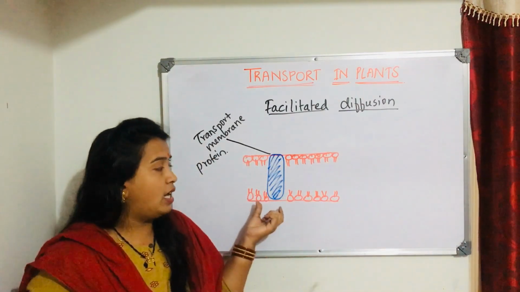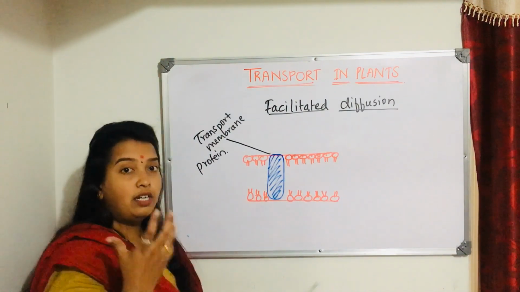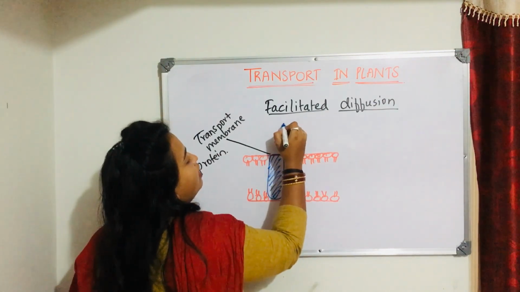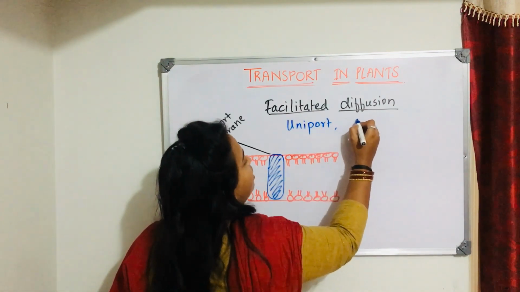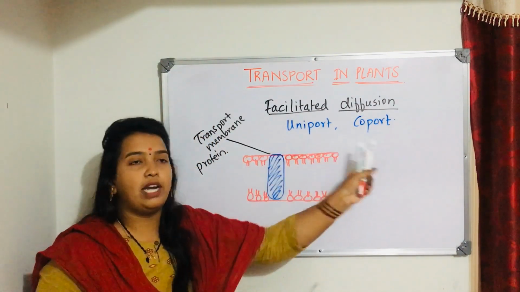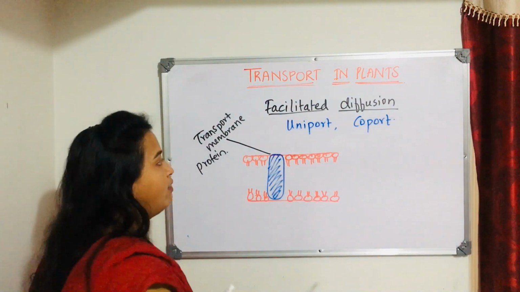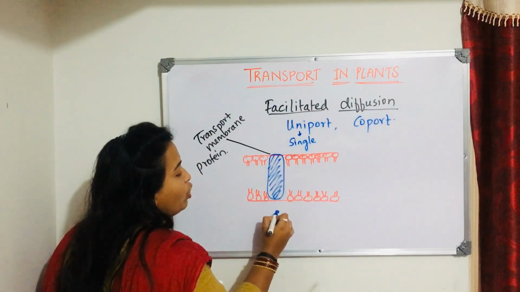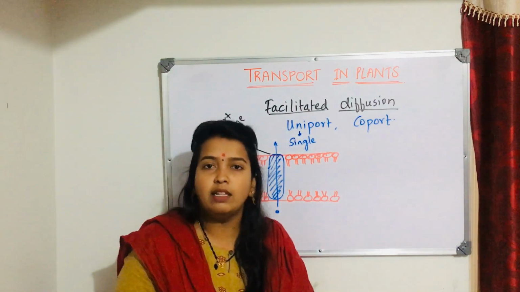About these channels, there are three important terms which you need to remember. We have terms called uniport, and then coport. Now, what is uniport and what is coport? Uni means one, single. So what happens in uniport? If there is a movement of a single molecule through this, then this is called uniport. Only a single molecule is moving, then we call it uniport.